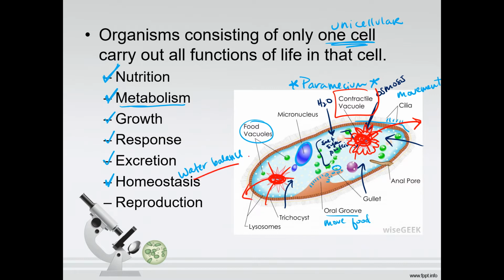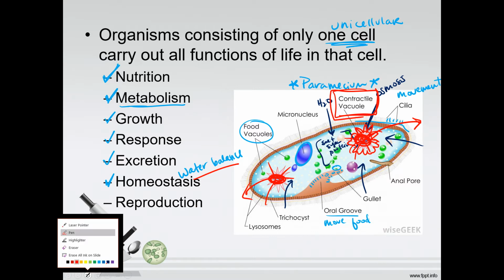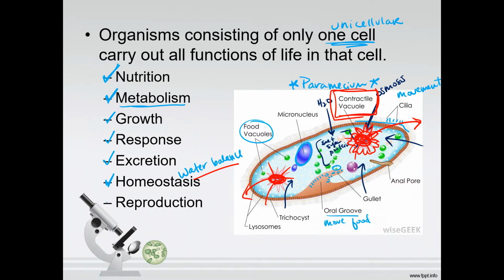So water balance in the paramecium is helped by contractile vacuoles. In us, our kidneys do that job, along with our brains and wanting to drink water and some other things that we do. And then last but not least, our final function of living things, reproduction. Of course, we can reproduce our cells through mitosis. We can also reproduce entire organisms.